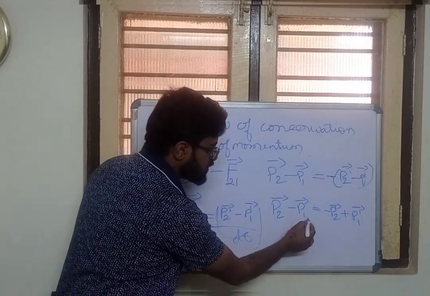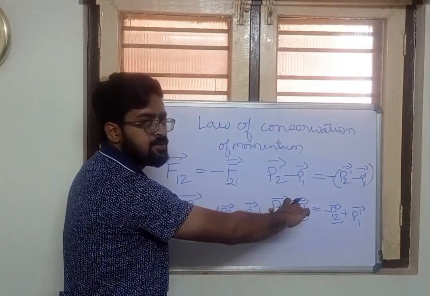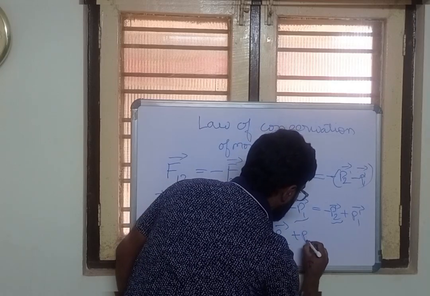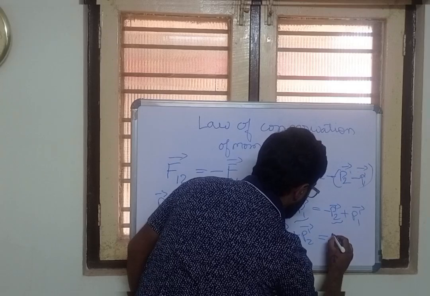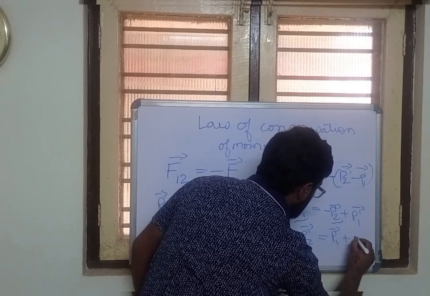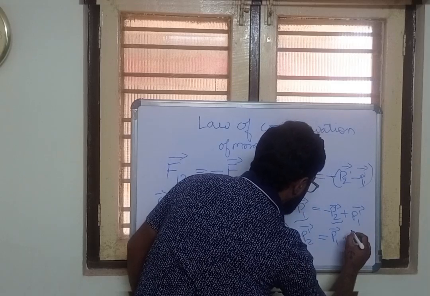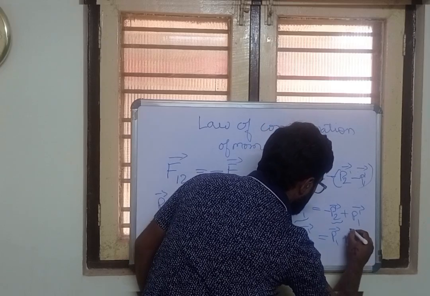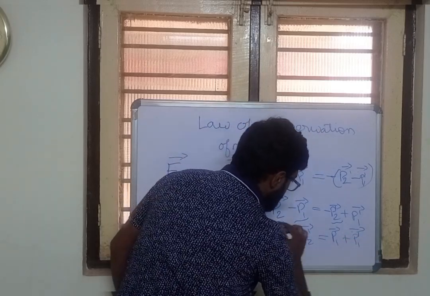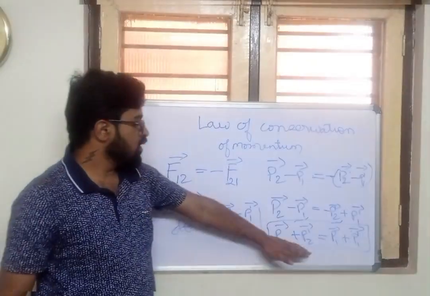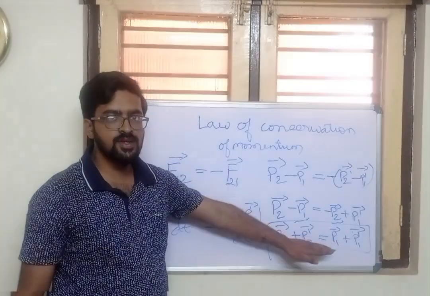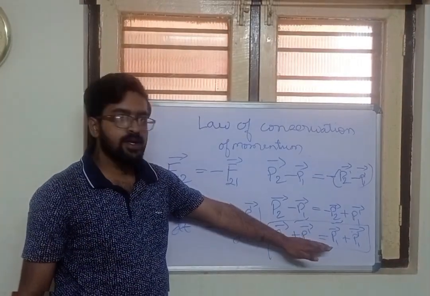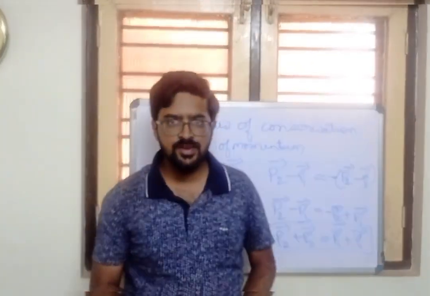So if I interchange these terms, we get this equation, which shows that momentum is conserved when two bodies are moving in opposite directions and collide with each other, and they conserve the momentum. So this was about the law of conservation of momentum.